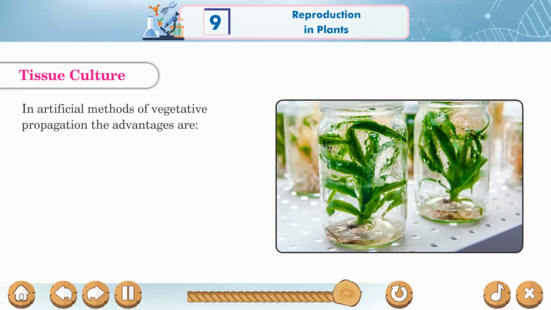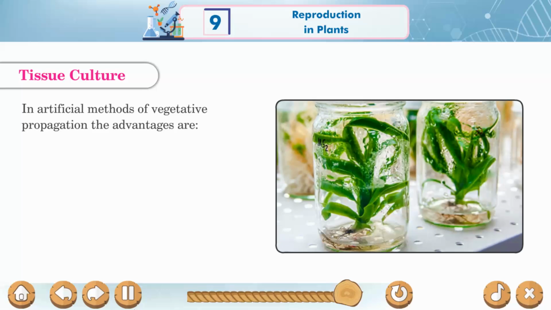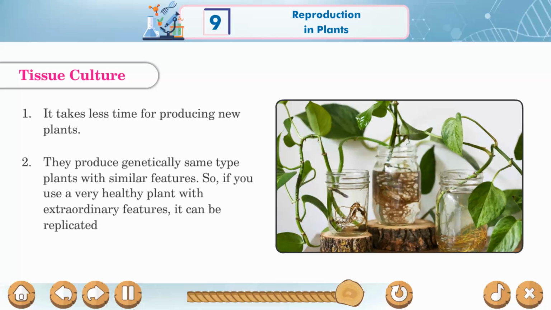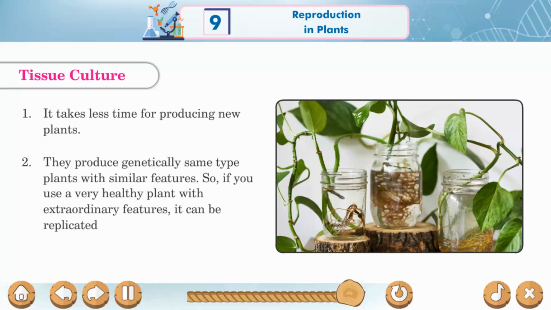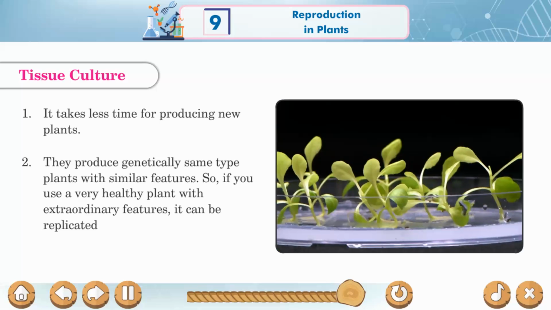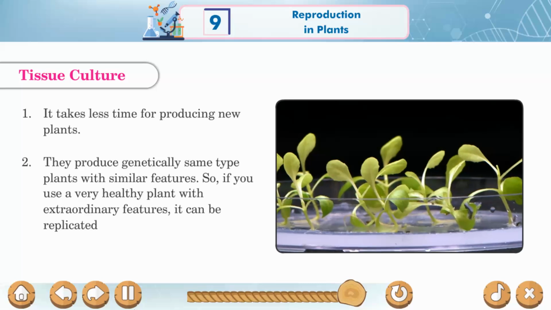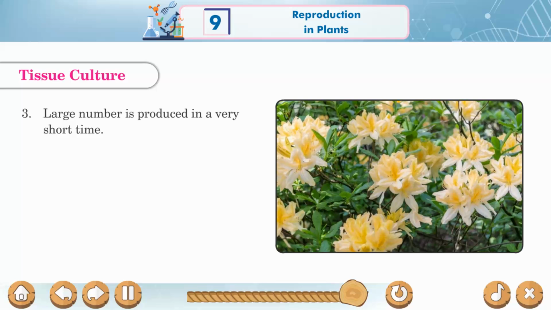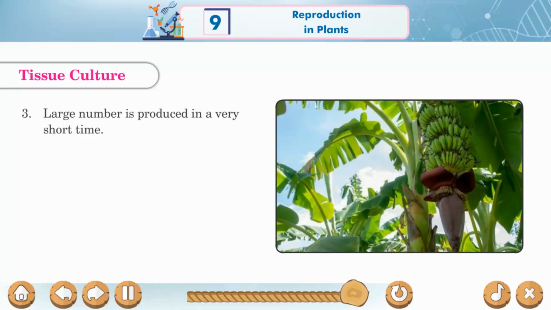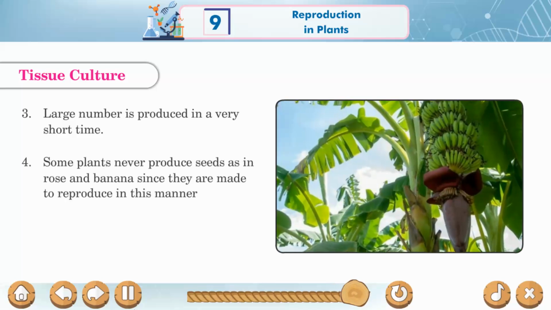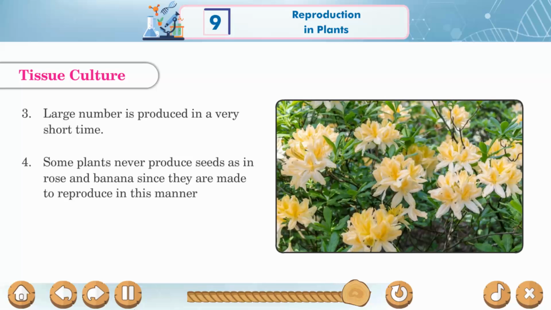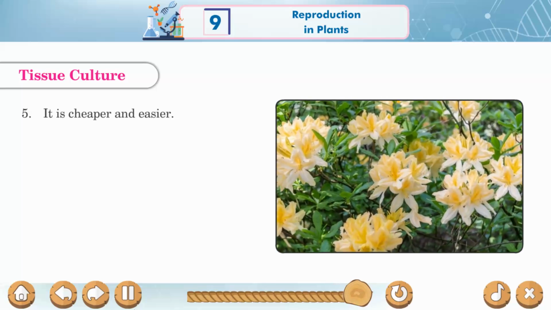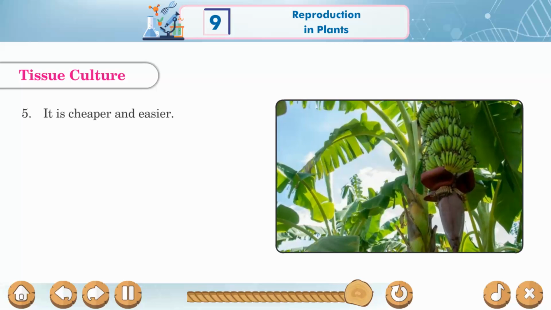In artificial methods of vegetative propagation, the advantages are: 1. It takes less time for producing new plants. 2. They produce genetically same type plants with similar features. So, if you use a very healthy plant with extraordinary features, it can be replicated. 3. Large number is produced in a very short time. 4. Some plants never produce seeds as in rose and banana since they are made to reproduce in this manner. 5. It is cheaper and easy.